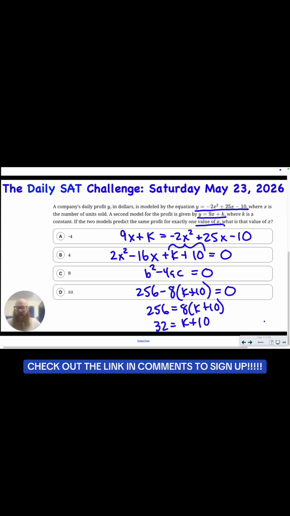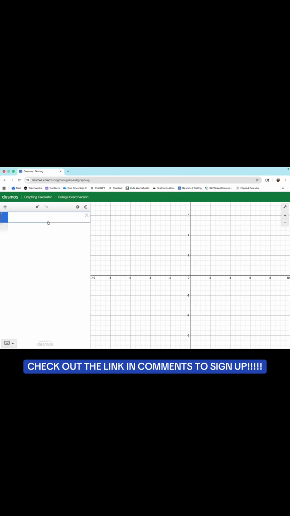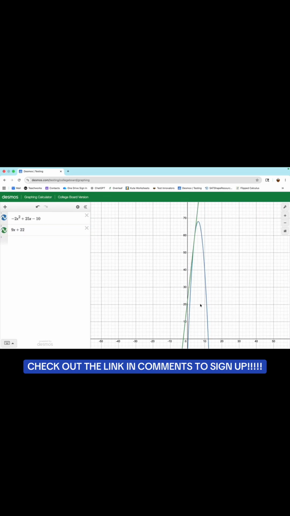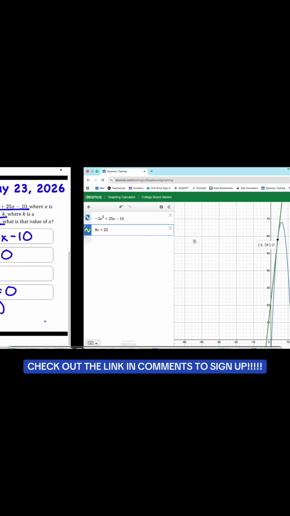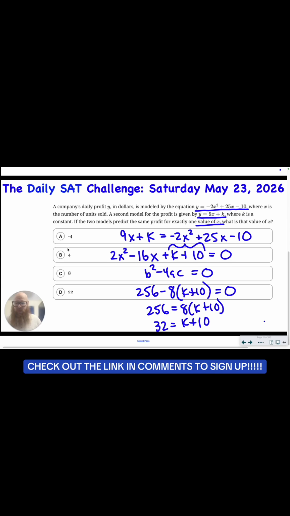I want to find the value of x that they actually intersect at. So now is when I'm going to hop over to Desmos. I'm going to put in negative 2x squared plus 25x minus 10, and then 9x plus 22. Then I'm going to find that intersection point by just clicking there. It's saying that it intersects at (4, 58). So the x coordinate is 4. So I go back here, and the answer is actually 4. I'm glad I worked through that to show you. I didn't plan that. I actually made a mistake, which happens.